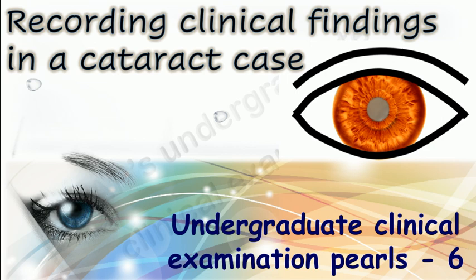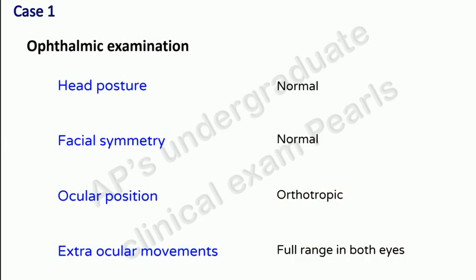Hello viewers, today we shall discuss how to record the findings of clinical examination of the eyes in a case of cataract. After taking history and finishing general examination, the ophthalmic examination begins with these first four parameters. So from now on I shall present the case as it should be presented. All these assume that there is no other pathology in the eyes.